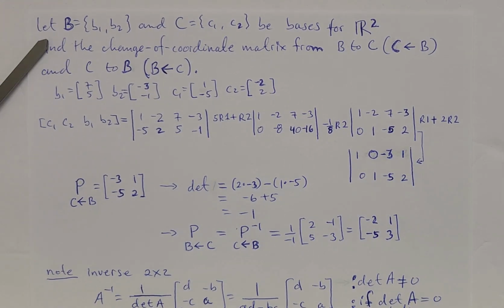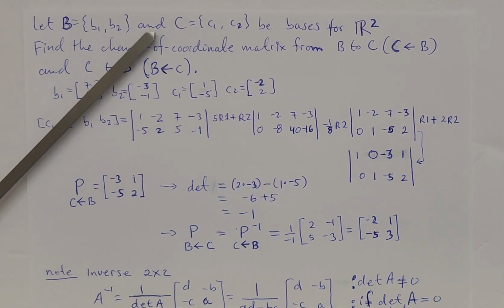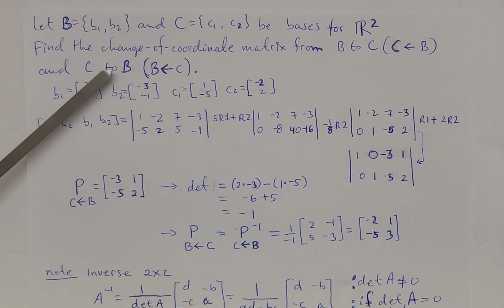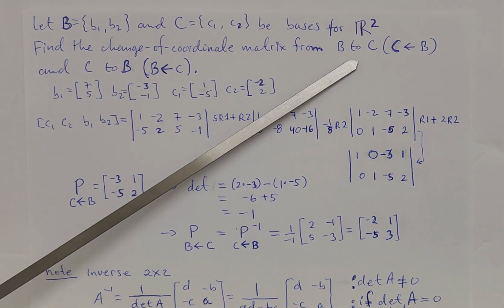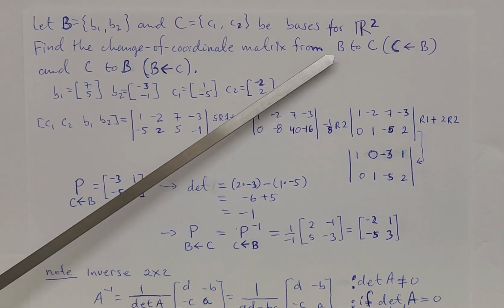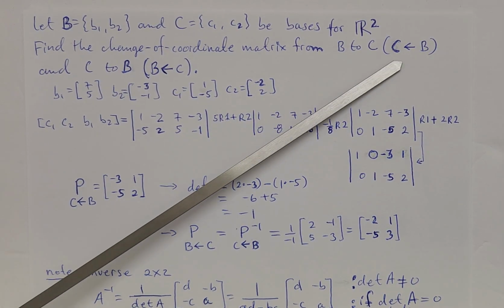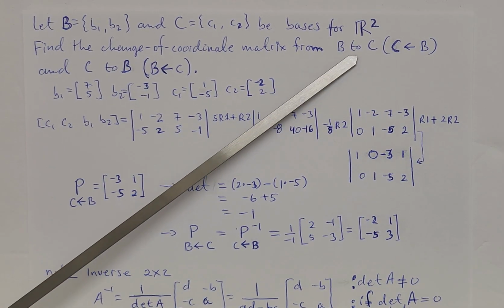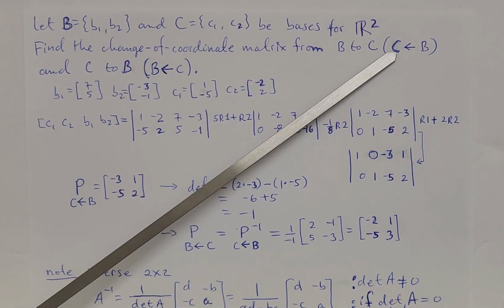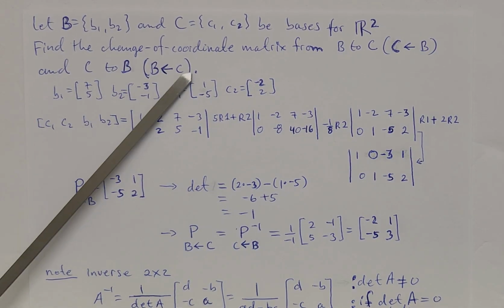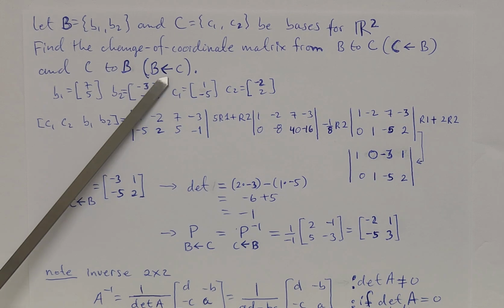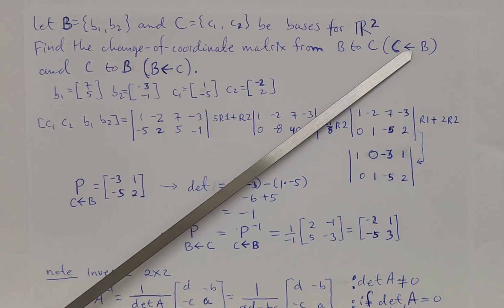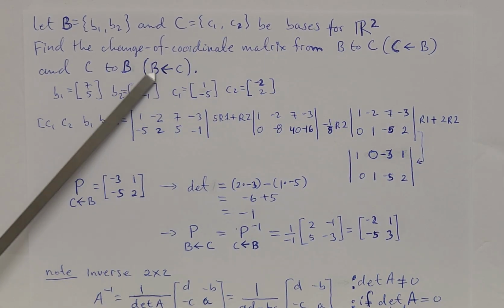This lesson: let B = {b1, b2} and C = {c1, c2} be bases of R2. Find the change of coordinate matrix from B to C. The notation for B to C is C, left arrow, B, with C on the left side. And C to B is written B, left arrow, C. So B to C is written as this, and C to B is written as this.